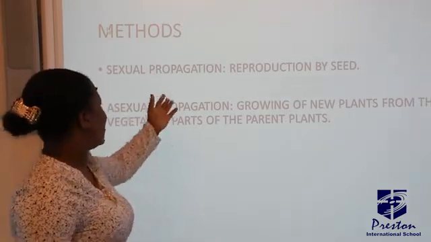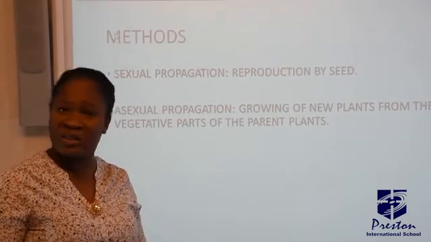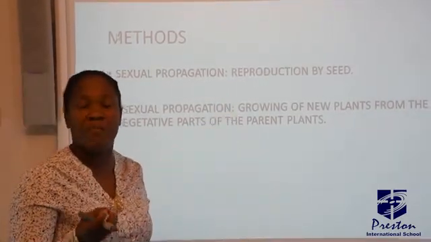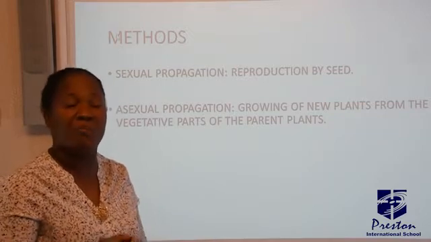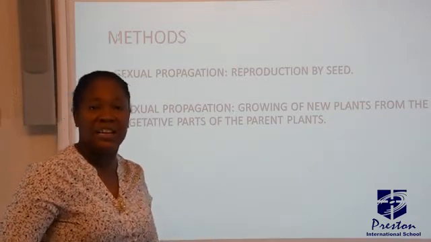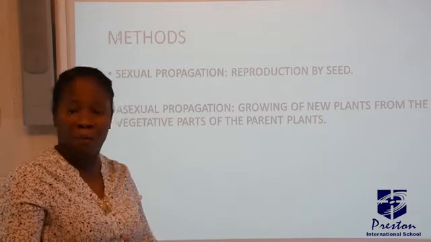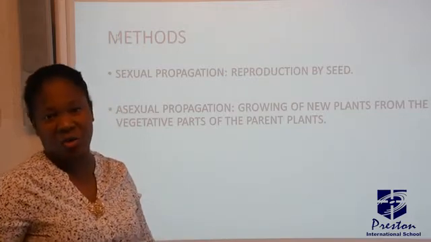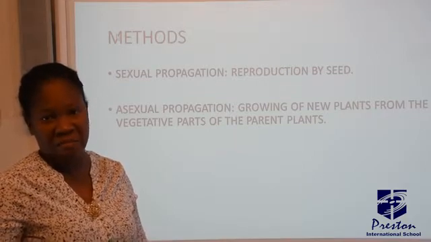Number one, sexual propagation. What is sexual propagation? Propagation by seed. When you make use of your seed, okay, your maize seed, your cowpea seed, your groundnut seed, to multiply the seed of groundnut, cowpea, and maize.